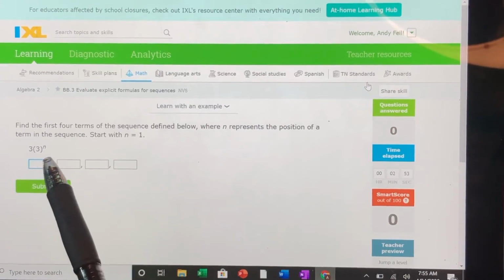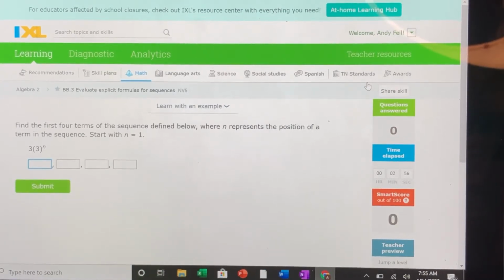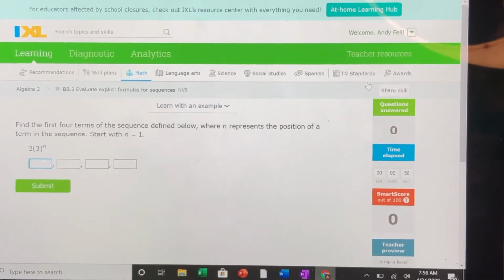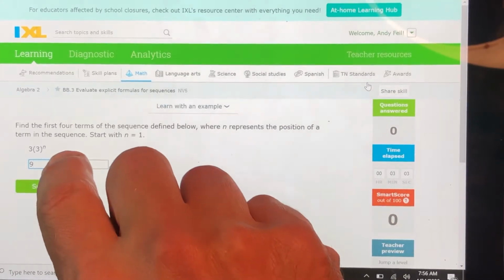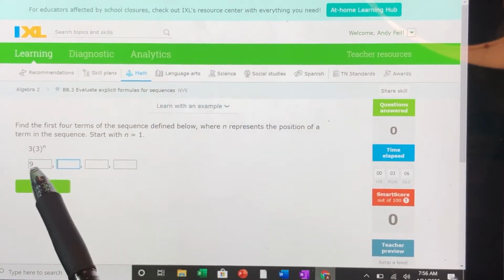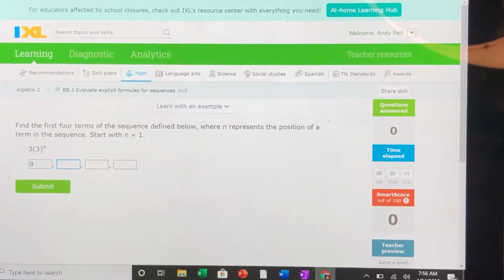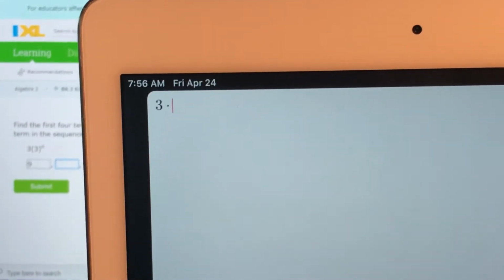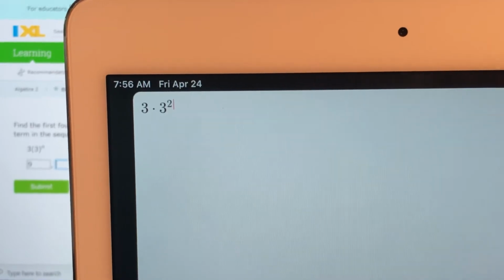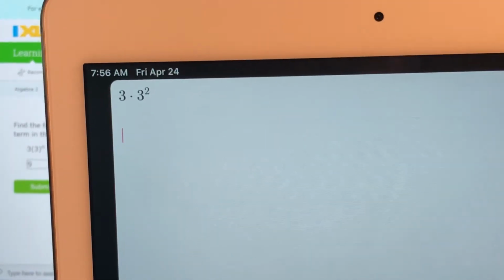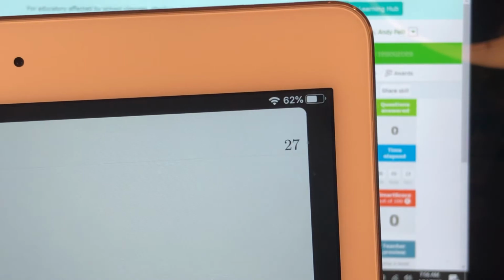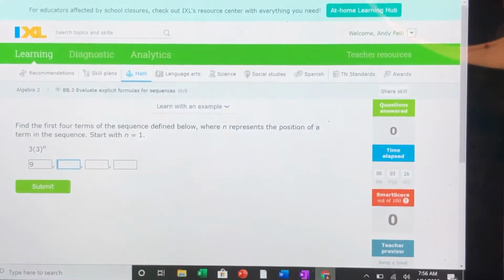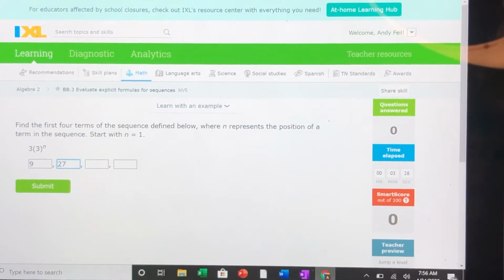So let's do that. What is 3 to the first power? It's 3. So 3 times 3 is 9. The first term in this sequence must be 9. Let's go to the next one. What is 3 to the second power? Well, 3 times 3 to the second power, and if you want to, you can use your calculator for this. Let's just take 3 times 3 raised to the second power. We hit enter, and it says that the answer is 27. So I'm going to put in 27 right there.